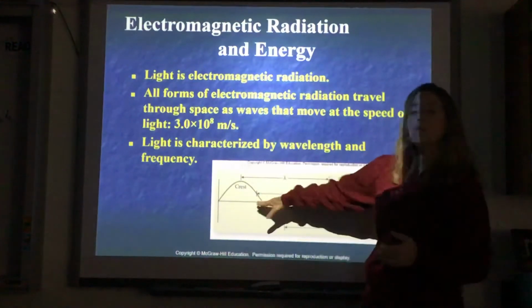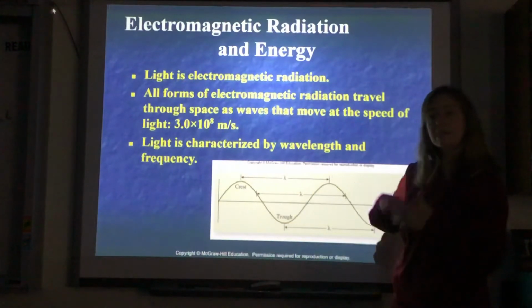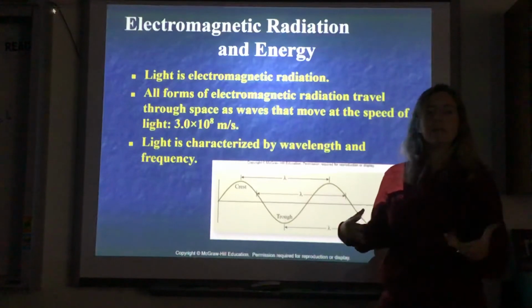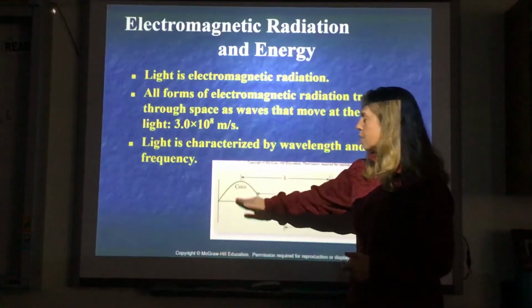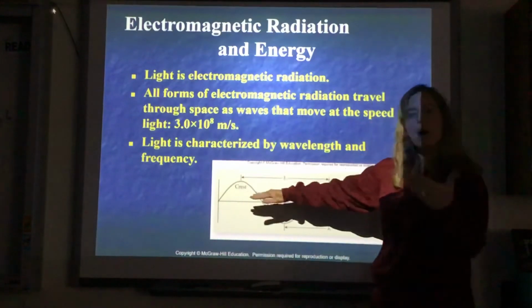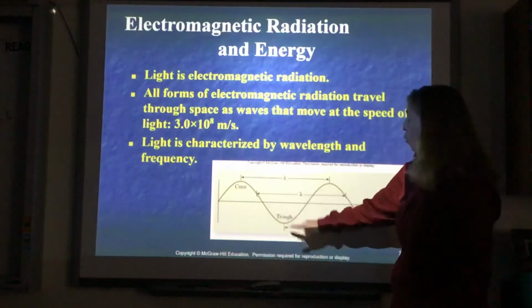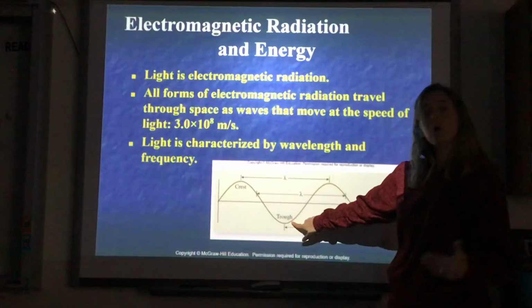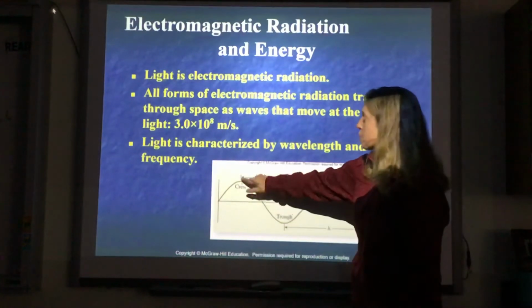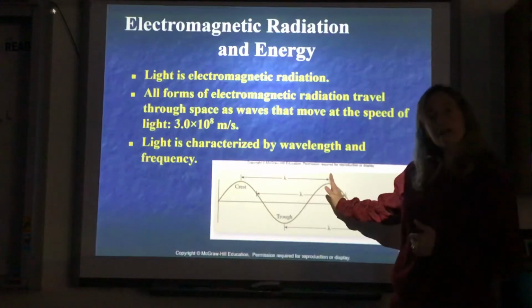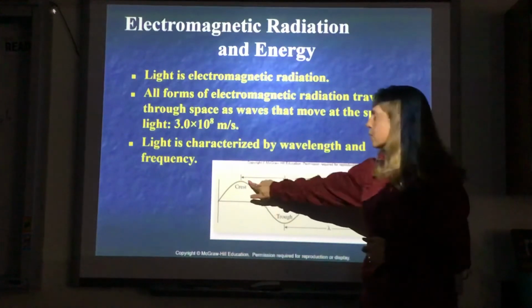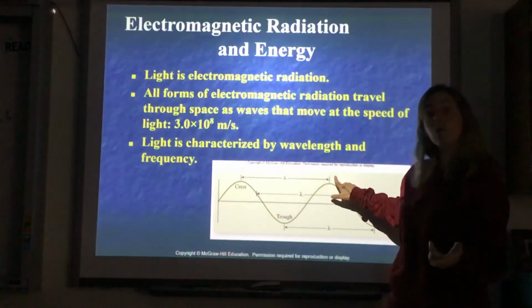Well, if you have a wave traveling, like a sound wave or a light wave or anything like that, you're going to measure from the middle of the top of the wave, and we call that top of the wave a crest, or when it's at the bottom, we call it a trough. So you're going to measure from the middle of the wave to the middle of a second wave, and that's going to be the length of one wave, which we call wavelength.